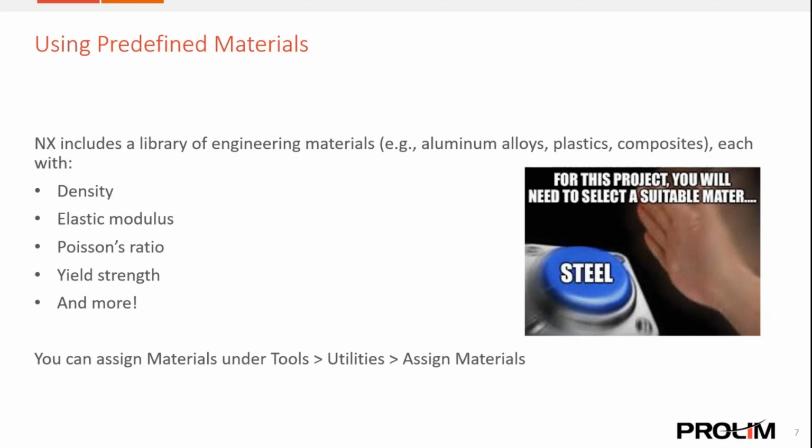Now, you can also switch materials on the fly to compare different design scenarios. For example, aluminum versus titanium, and immediately see how the mass and center of gravity shift, and it's a powerful way to drive informed design decisions.